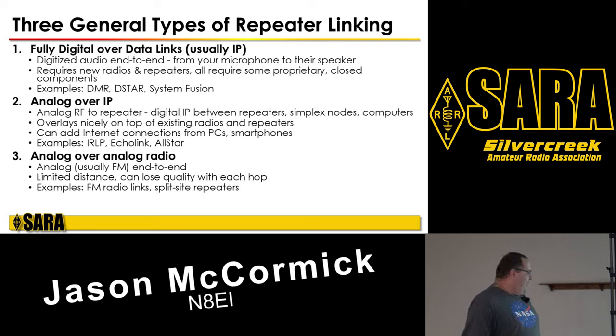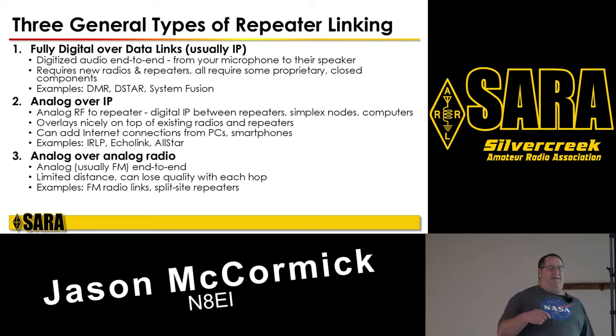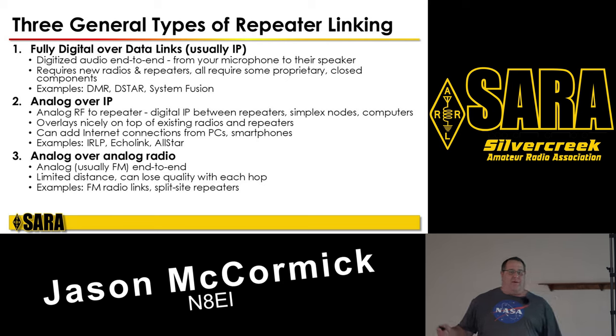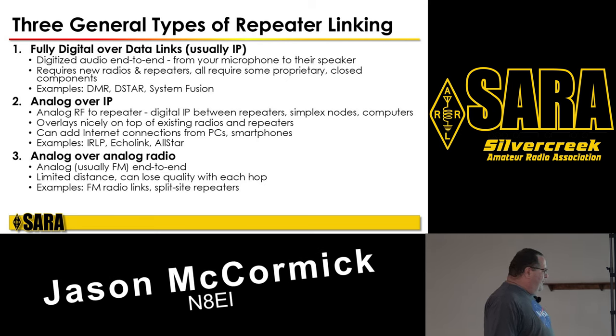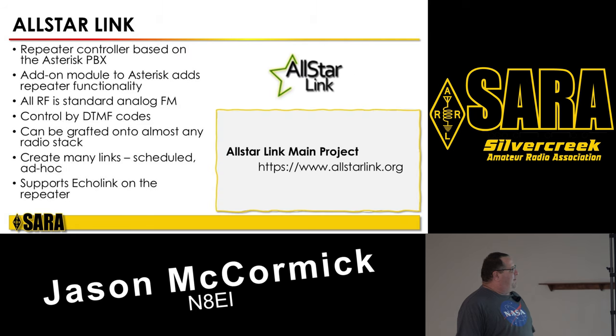And then there's analog over analog radio. So this is going to be analog, usually FM end-to-end. In a lot of cases, you'll have a multi-site system, like 53.17 is an example, where there's a bunch of receive sites on 6 meters. The 6 meters gets translated into 70 centimeters. It all shoots back to the central node, and then the transmit comes out from there. You can also do multi-site with bridges over RF, things like that. Split-site repeaters are where this is used a lot. I think this happens a lot more out west, maybe, with site-to-site FM links to get over mountains and things like that. But we're going to be talking about Type 2 here.